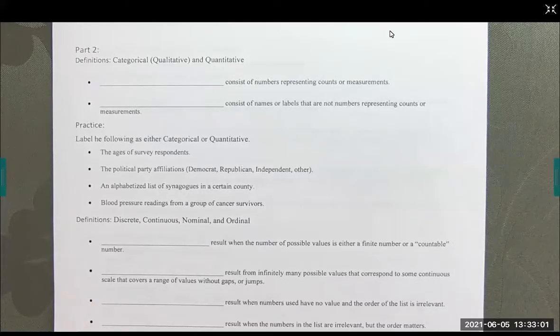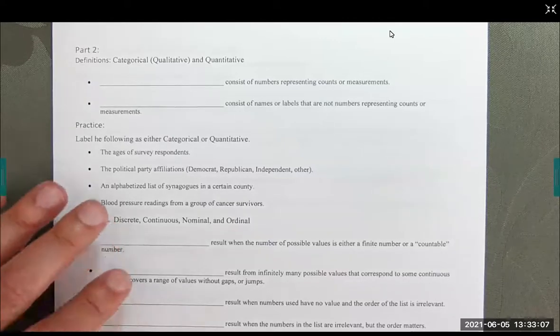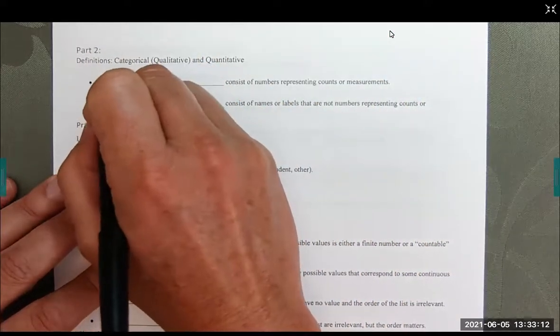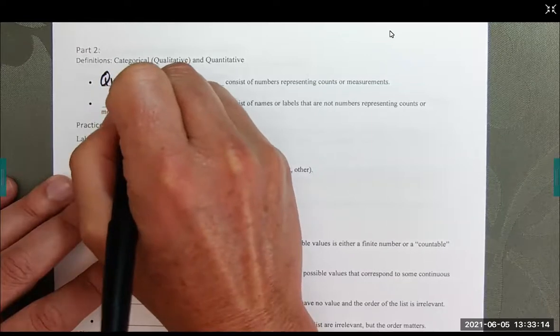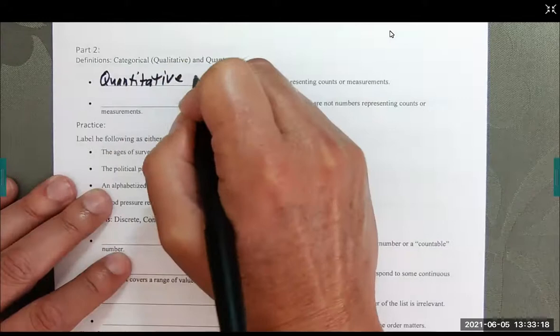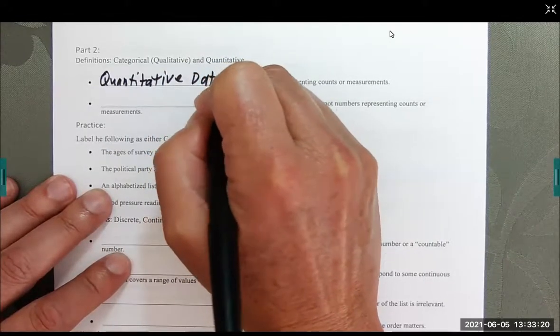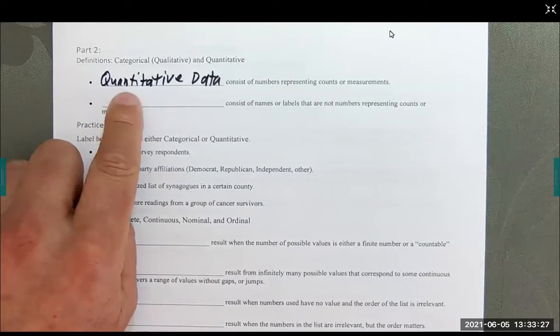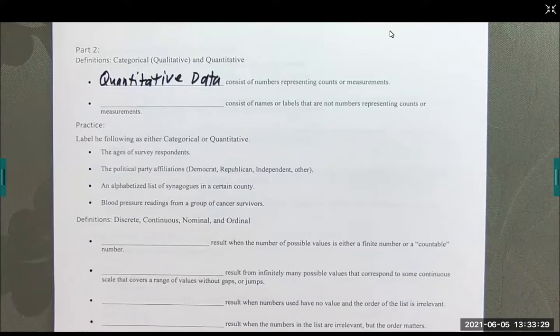Welcome to part 2 of module 1 or chapter 1. We have a few more definitions to get through. Our first one is quantitative data. It consists of numbers representing counts or measurements. So quantity, you can see the word in there, has to do with the amount of something.